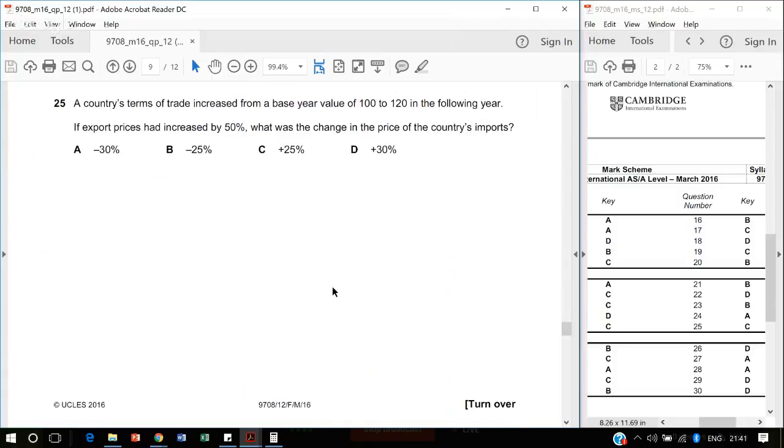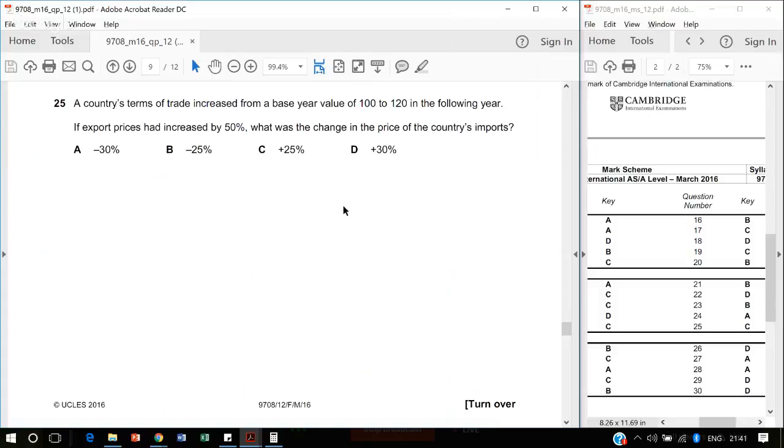A country's terms of trade increased from a base year value of 100 to 120 in the following year. If export prices had increased by 50%, what was the change in the price of a country's imports? So, how do we define the terms of trade? Well, it's the average price of exports over the average price of imports. So if it increased from a base year of 100 to 120, that means that the average price of exports is increasing. If export prices increased by 50%, what was the change in the price of the country's imports? So we'll see that imports have increased as well, but not by as much.